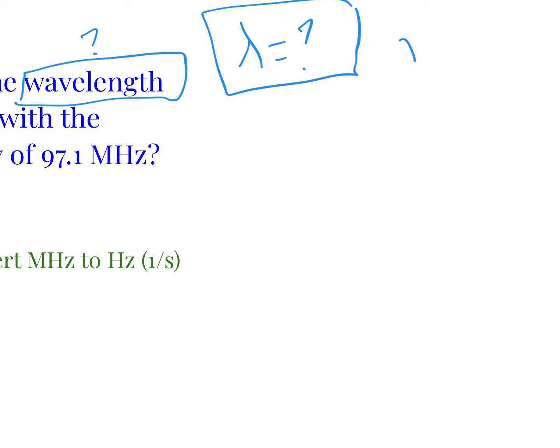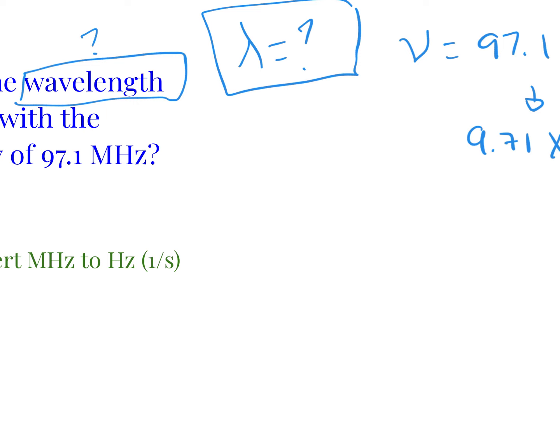I'm given the frequency is 97.1 megahertz, which means times 10 to the 6. And then hertz is 1 over second. So if we move that to proper scientific notation, it'll be 9.71 times 10 to the 7. Because we took away one decimal place, it now kicks in another 1 in the exponent of the 10.